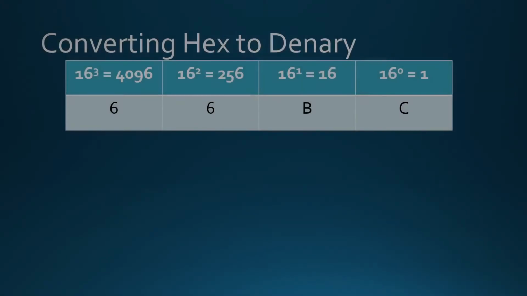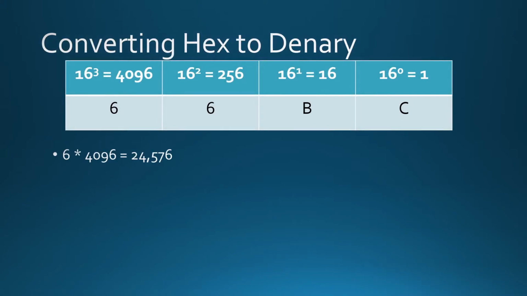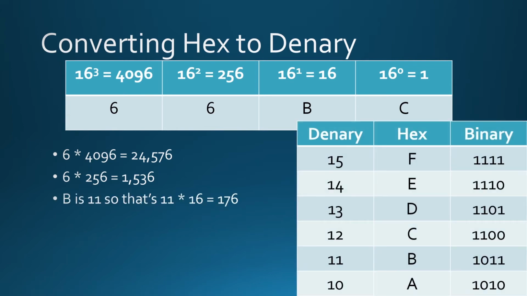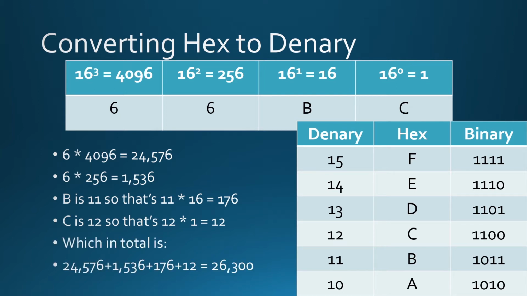Well, let's go and do that then, okay? 6 times 4096 is 24,576. In the exam, you could probably do that just by writing out however you normally do your multiplications, maybe 4,100 multiplied by 6 and then taking away 6 times 4. But there you go, that's 6 times 4096, then it's 6 times 256, which is 1536. Now, B is 11. So that's 11 times 16, and C is 12, so that's 12 times 1. Then you'd have to add all of that up together to get you 26,300.